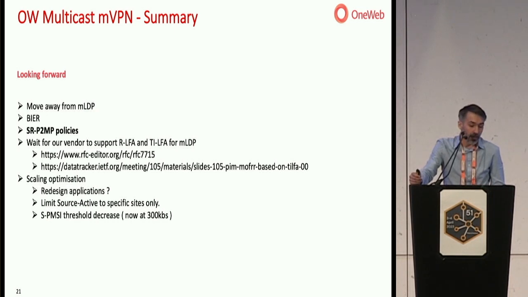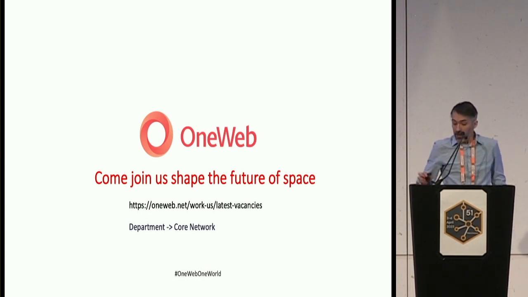So most likely we are looking at SR point-to-multipoint policies. We are talking with our partners to maybe redesign the application if we can get away from multicast, or do we still need to keep it? At scale, we are looking at ways to decrease the source active to a manageable amount, and then we can deploy S-PMSI, which is not everybody talks with everybody, just a specific set to all of them. So that's the OneWeb project, just a peek of what we are doing in IP engineering for OneWeb.